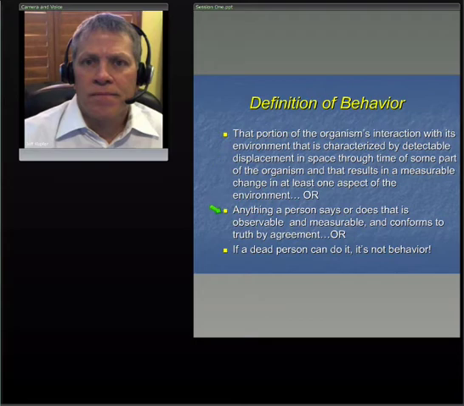So, another way we could define behavior, perhaps less precisely, but still has a working relationship to the above definition, is that it's anything a person says or does that's observable and measurable and conforms to truth by agreement. This is something we'll talk about a little bit later.